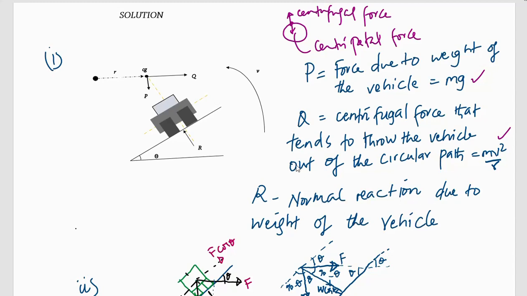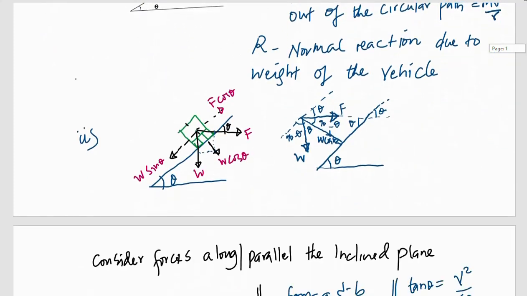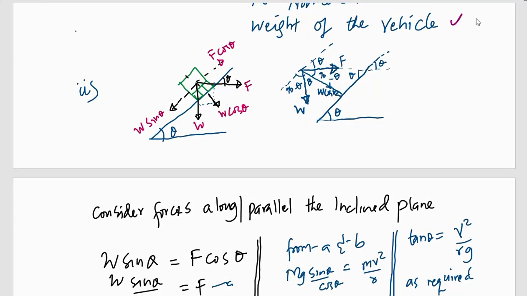Remember, if we are to have these tires experiencing a normal reaction, then the resultant of this P and Q must always be normal to the path and therefore normal to the body itself. Therefore, this is going to be the normal reaction due to the weight of the vehicle. So let us look at part 2 of this question, whereby tan theta is equal to v squared out of rg.